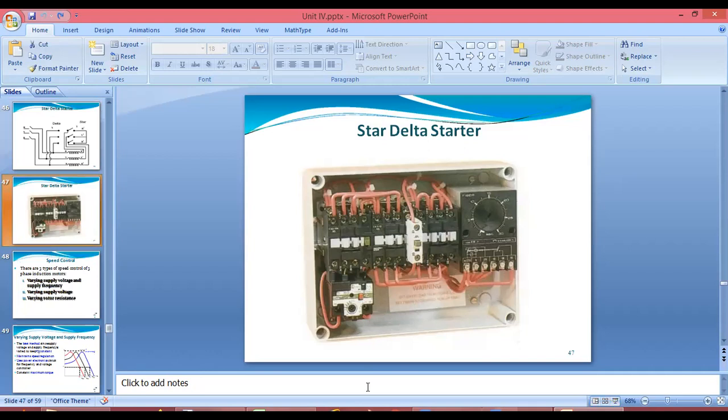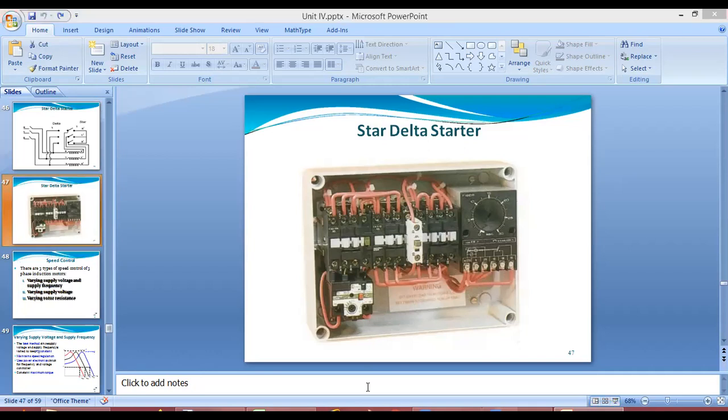But when we use the star delta starter, we give the three-phase supply temporarily in star connection, and we reduce the phase voltage to 0.58 times the normal voltage. So the motor behaves as if it were connected to an auto transformer, and we get a transformation ratio of 0.58, because we reduce the phase voltage by 0.58 times.